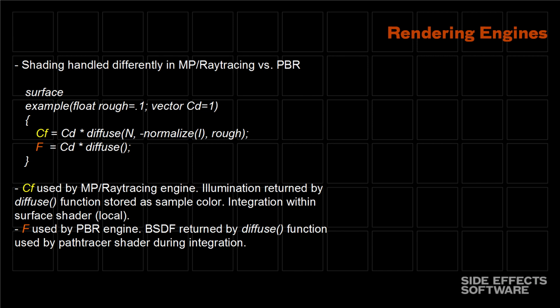And so there's a bit of compositing happening there. It's a scalar times a BSDF. And there are classes for handling scales on top of BSDFs and how that affects the final sampling of that BSDF. So if we look at CF, the illumination is returned by the diffuse function. It's stored in the sample color. And the integration happens inside the actual surface shader. So there's no actual global context happening there. All the evaluation is happening in the surface. Whereas in the PBR engine, F returns the BSDF, and it's used by the path tracer, which we'll look at a little bit later, during the actual light integration stage.